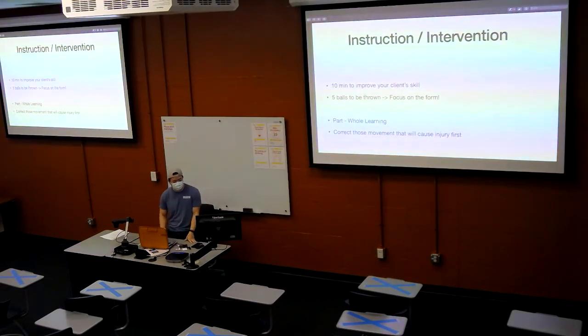So remember 2 things are important. The first one would be part to whole learning. So for example, if they didn't take a good step, then you probably want to improve their stepping repeatedly before they incorporate their trunk motion. So you take a good step and then try to incorporate the trunk and upper body. So that's part to whole learning. And also, as in other sports, it's important to correct the movement that will cause injury first. So those are 2 key components here.